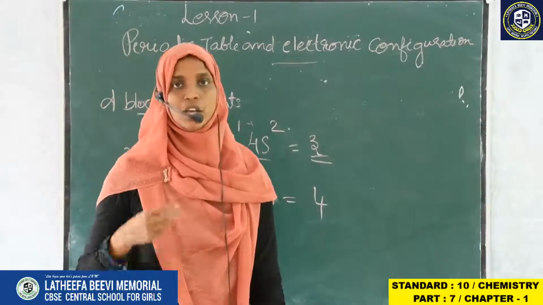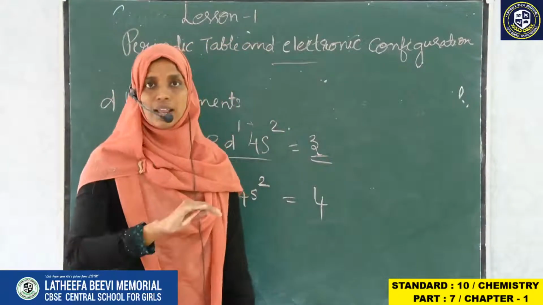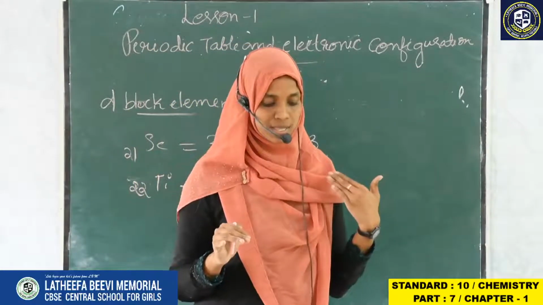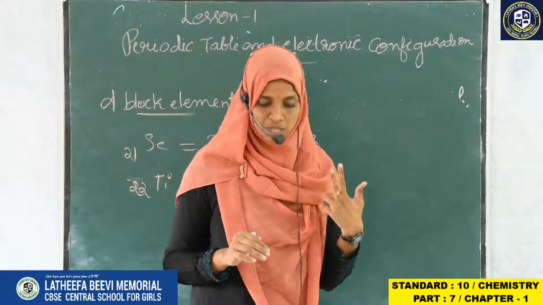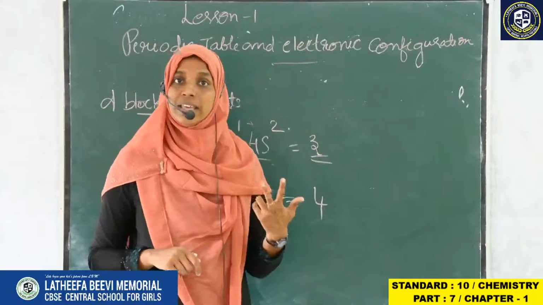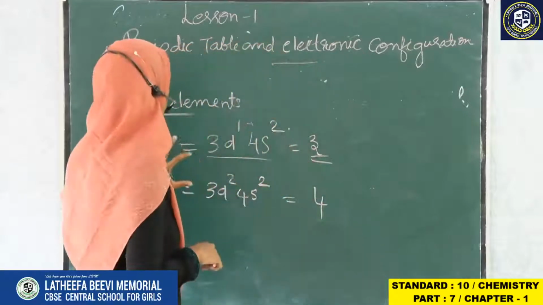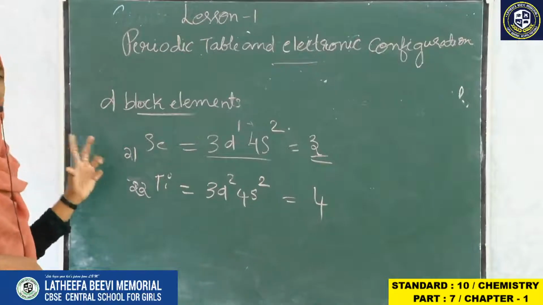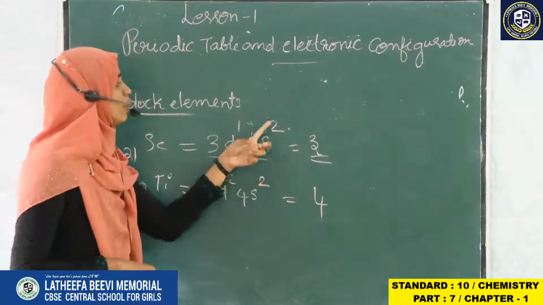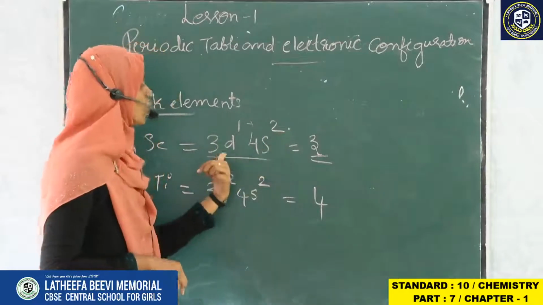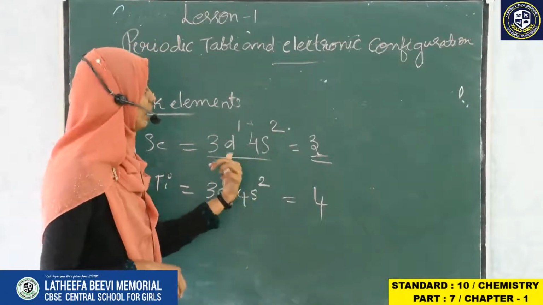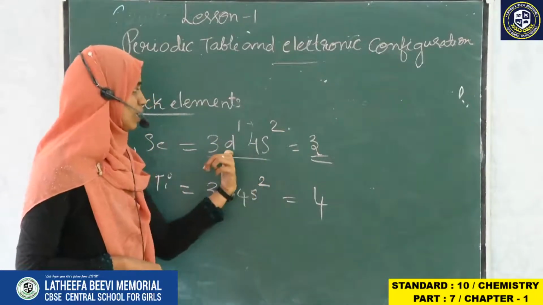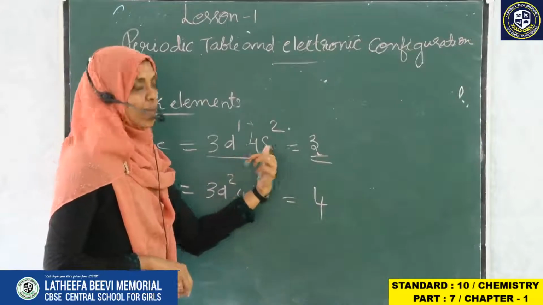So what is the speciality of D block elements compared to the other groups? The group number of D block elements will be the same as the sum of electrons in the outermost S subshell and the number of electrons in the preceding D subshell. So when we find the group number of D block elements, we add the number of electrons in the S subshell, and with that we add the number of electrons in the penultimate shell, that is the D subshell. We add both of them.